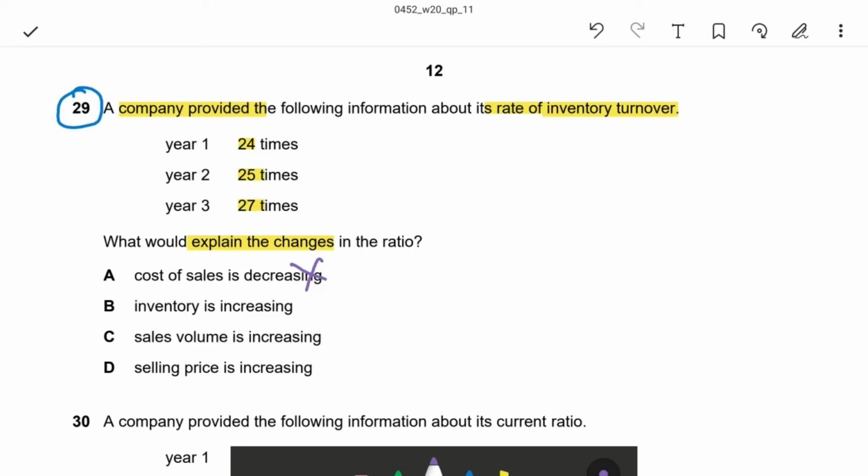If they are not selling, inventory increases. But when the business sales are increasing, they have to replace the inventory. When sales increase, they have to bring more inventory to the warehouse. So the correct option is sales increasing.